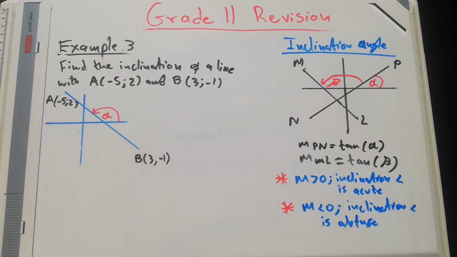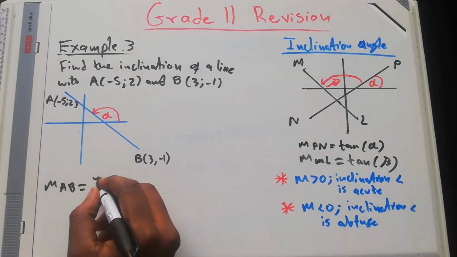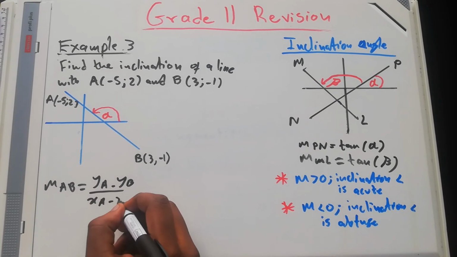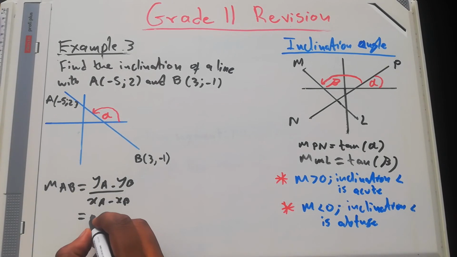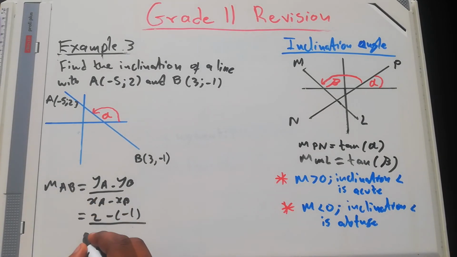Let's do this question. Let's calculate our gradient. The gradient of AB will give you ya minus yb all over xa minus xb. My y at A is 2, minus my y at B, which is minus 1, all over my x at A, which is minus 5, minus my x at B, which is 3. You'll get a gradient of minus 3 over 8. That's your gradient.